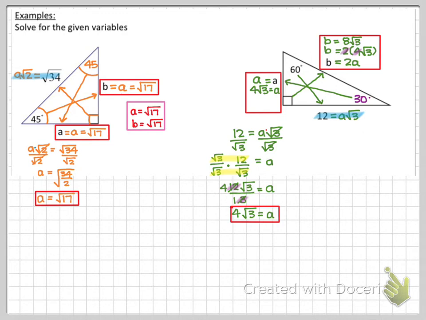Looks like we have all the answers. So A was equal to, well, that was the answer that we got. Remember, A is the key. And then B we got as 8 root 3. Okay, so there's our answers for this. All I'm doing is utilizing my pattern to be able to solve for the things that are missing.